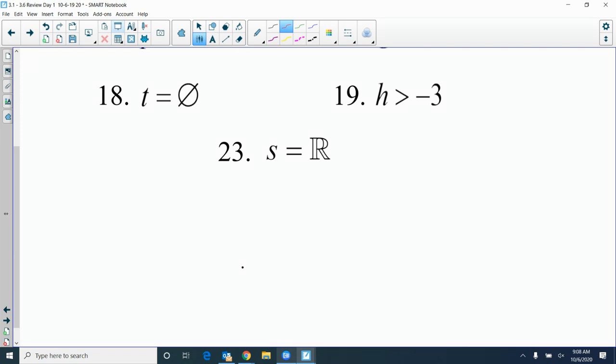Hold on, what's the actual inequality? 16 times the quantity S minus 2, less than or equal to 4 times the quantity 4S minus 5. Okay.